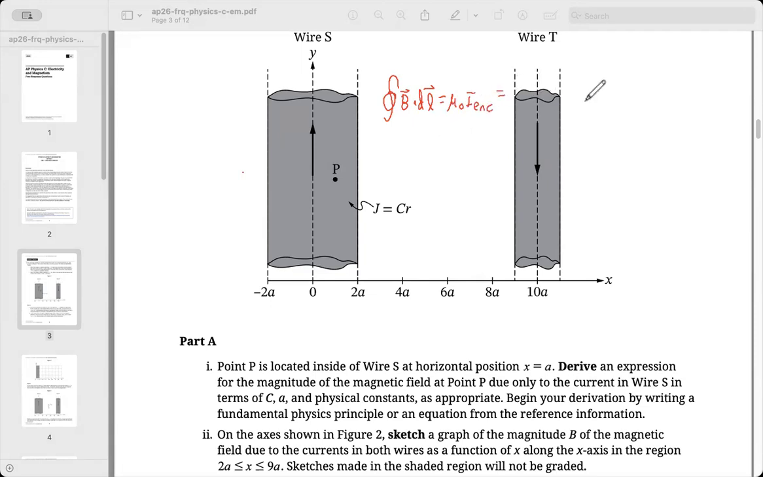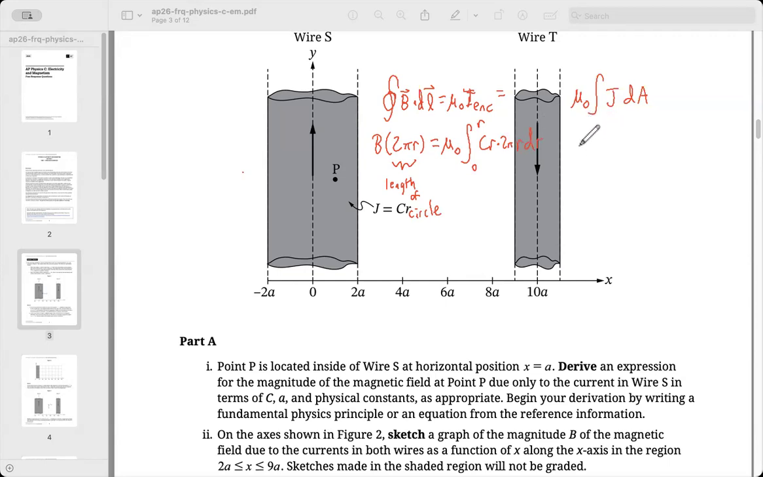I enclosed is going to equal the integral of J dA, the current density that is. We can say then that you have B times 2 pi r, which is the length of an Amperian circle, or the circumference. And that's going to equal mu naught times the integral from 0 to r of your current density multiplied by 2 pi r dr.